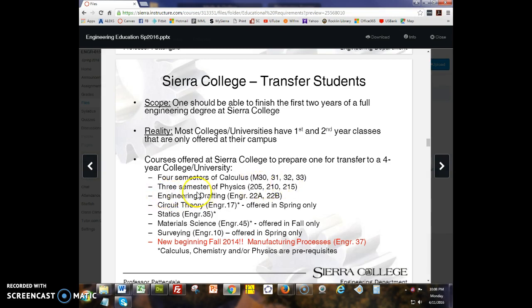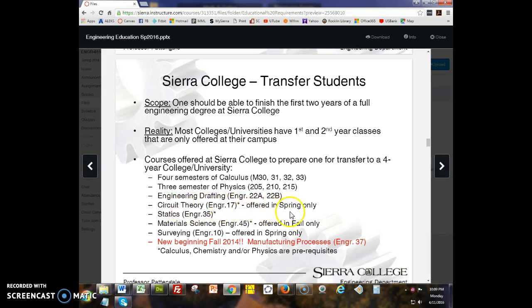You need 3 semesters of physics for most engineering majors. Some only require 2, but 205, 210, and 215, those are the 3 physics. Engineering drafting, we have Engineering 22A, that's an introduction to CAD, and 22B, which is the descriptive geometry class, that's more engineering oriented. Then you have a circuit theory class.